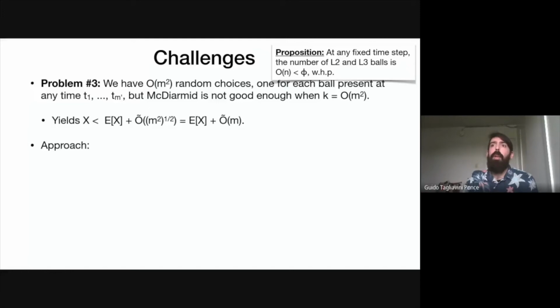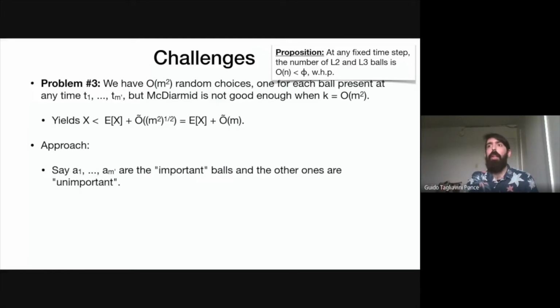Okay, so we can't just apply McDiarmid's inequality directly. At a high level, the approach we take here is that we separate the balls into two groups: the important balls and the non-important balls. The important balls are A1 to AM prime, which are the balls we have at the end of the process at time t.